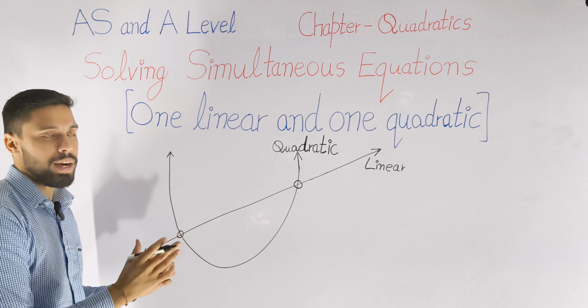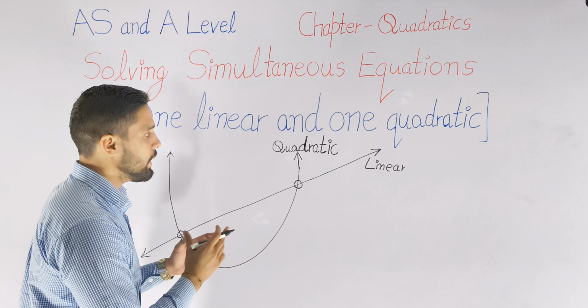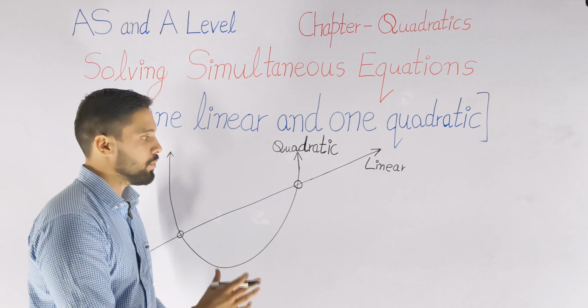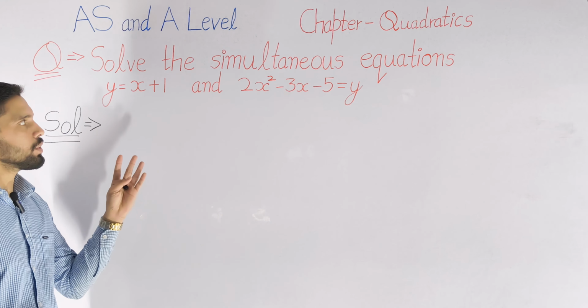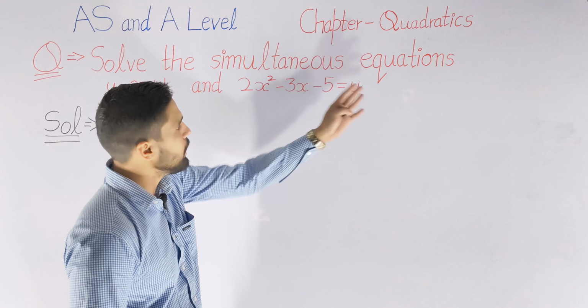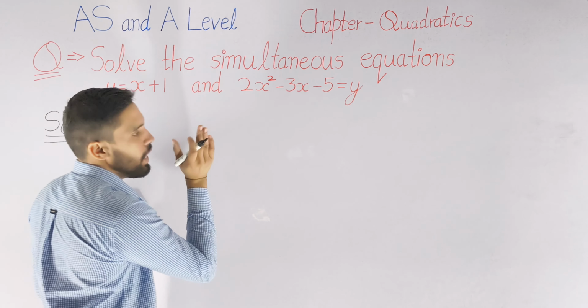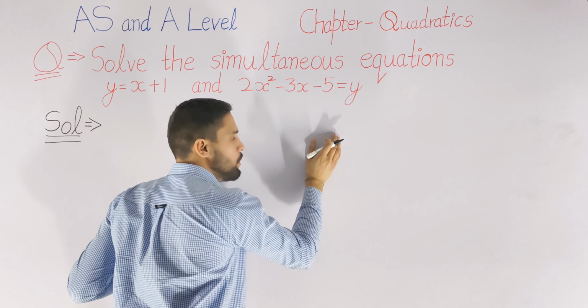We are finding the points where these two graphs intersect each other, and that is what we will get by solving the two equations, one quadratic and one linear. Let's understand the concept by solving the question. Solve the simultaneous equations y is equal to x plus 1. This is our first equation, and our second equation is 2x square minus 3x minus 5 is equal to y.